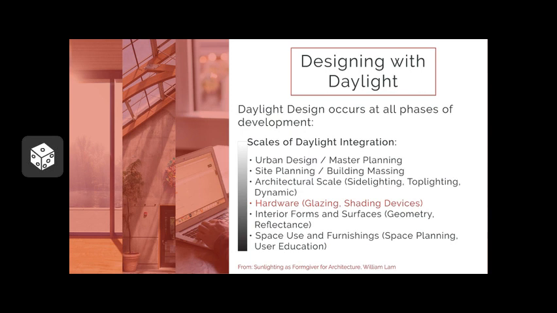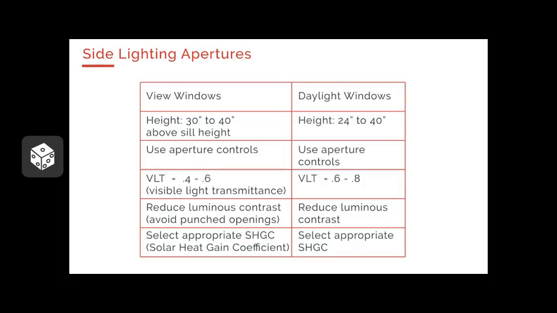Now we get into the actual glazing and the shading devices, and some rules of thumb on where you can start. These are Nancy Clanton's rules of thumb. There's nothing there that is hard and set in stone, but it's fun to begin with where we are and what we should be doing. From the height of the windows to, definitely, using aperture controls, which are blinds. In fact, I would say have blind options for all of your daylighting windows, especially view windows, especially if they're in regularly occupied spaces.